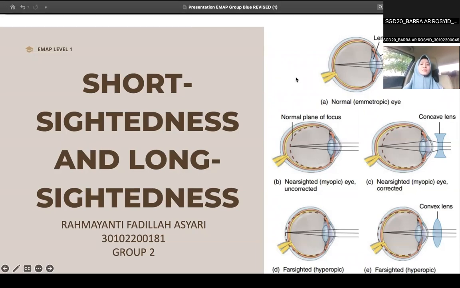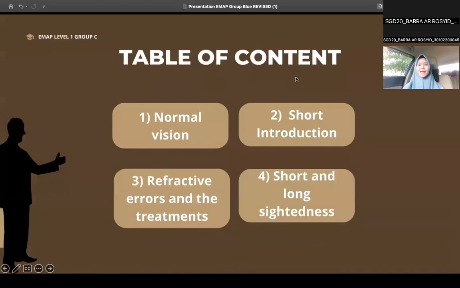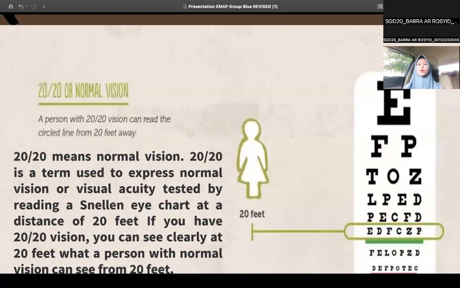To start with, I will talk about normal vision. Then I will give you a short introduction on how our eyes work in normal vision. After that, I will talk about refractive errors and the treatments. Finally, I will talk about short and long sightedness. Let's begin with normal vision.